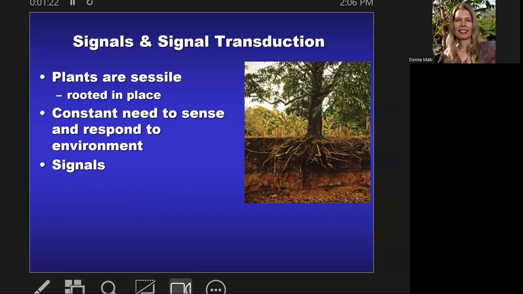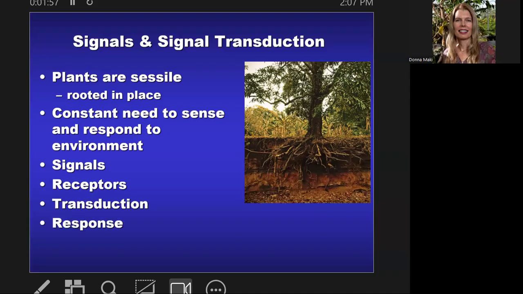So they're constantly assessing signals from all kinds of different stimuli. In the broad idea, a signal will get docked into a receptor protein of some sort, either on the cell membrane or in the cell. And then that signal has to get transduced into the cell so that the plant can make sense of what's going on and then respond appropriately.